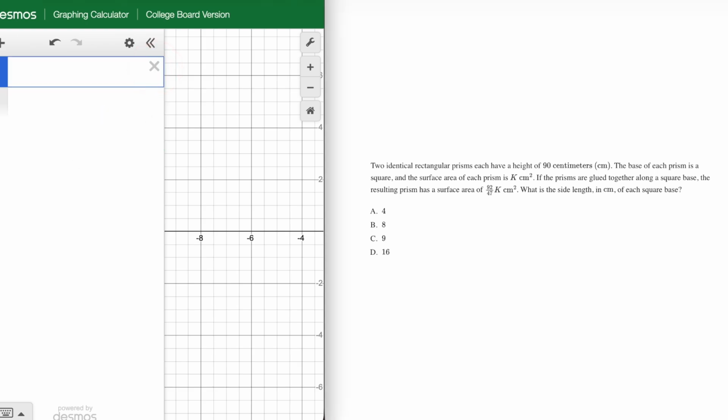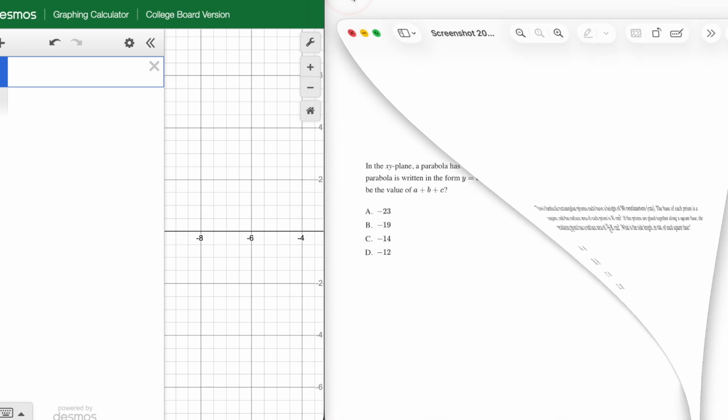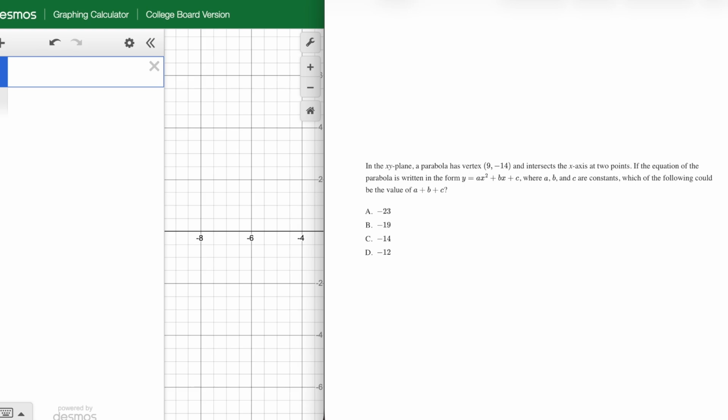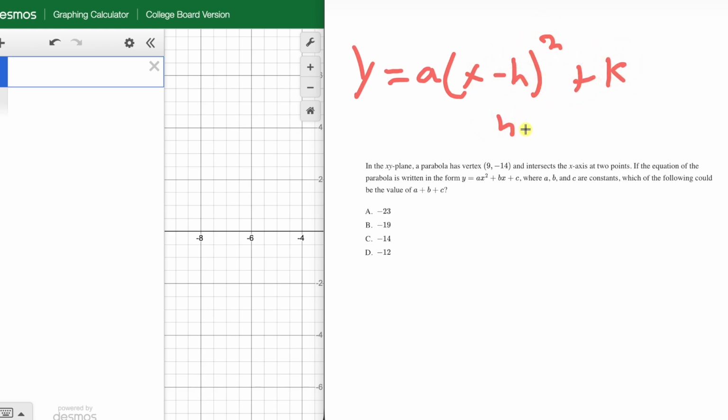Now for our next thing. So the next thing is vertex formula. Vertex formula looks like this. It is y equals a times (x minus h) squared plus k, where (h, k) is the vertex.